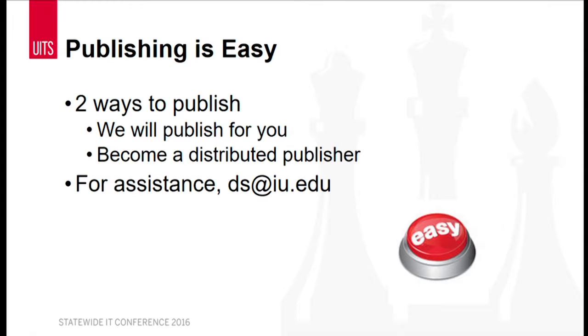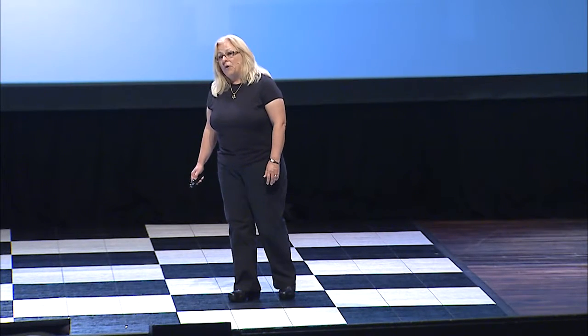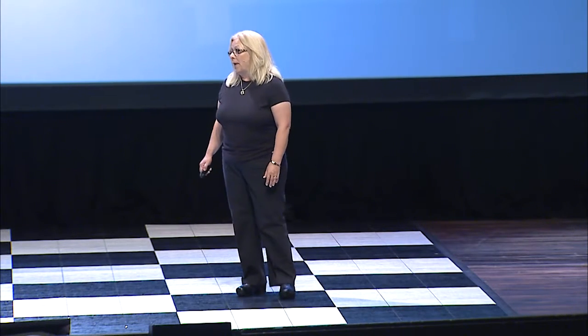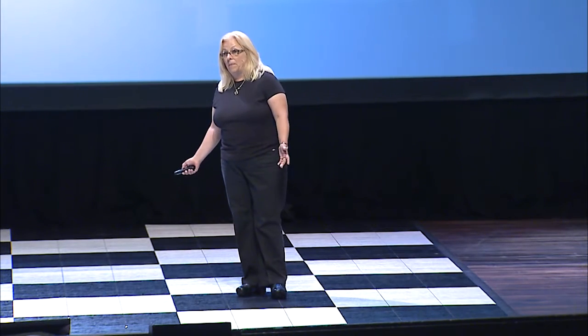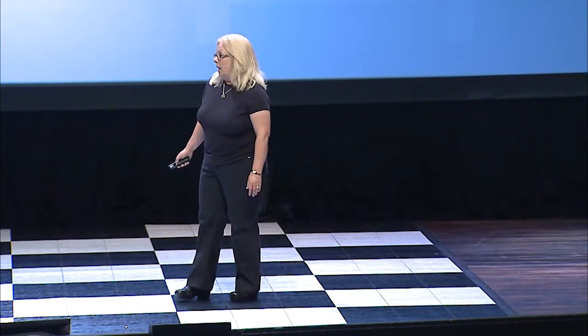It is very easy to publish. There are two ways to do it. The easiest way of all is just send us an email, ds@iu.edu, and we'll publish your reports for you. If you have a lot of reports to publish, it is definitely possible to become a distributed publisher. To get started with that, you also send us an email at ds@iu.edu.